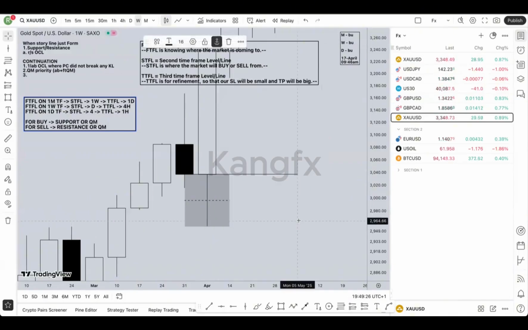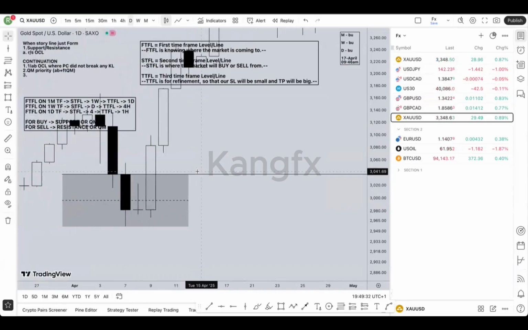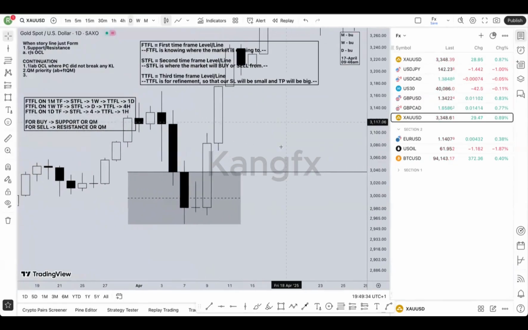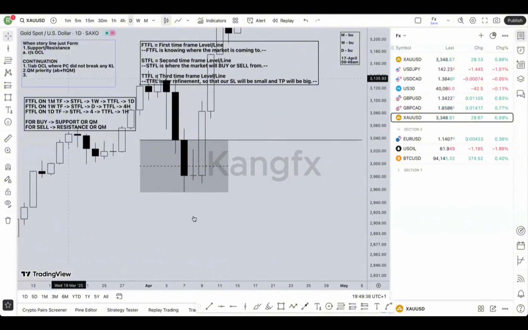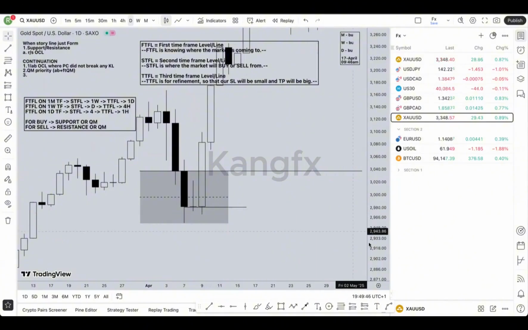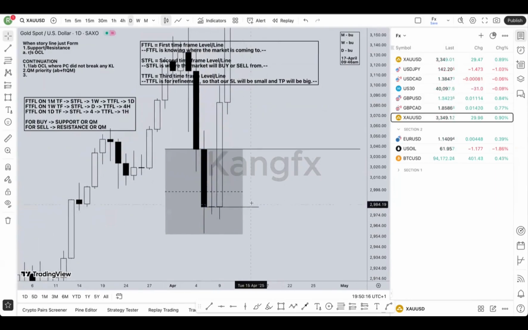So inside here, if I go down to daily time frame, looking at daily time frame, if I want to mark my trade, then I want to mark the STFL. I'll be marking the STFL here on this support. So this is the STFL where I'm going to mark. This is where I'm expecting the market to come to, but I'm going to do more refinement.